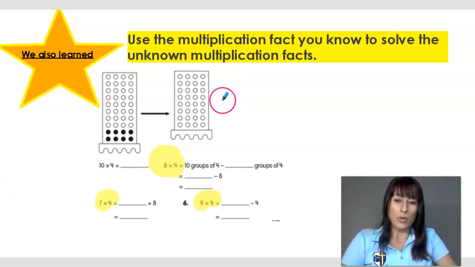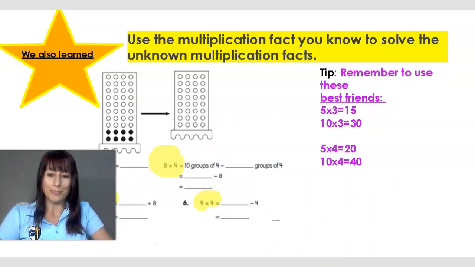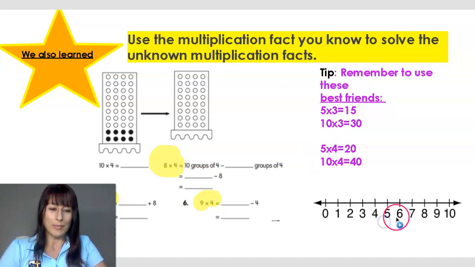Okay, so now when you come to this lesson or exercise you have in your checkup, I'm going to remind you of the tip that we use in here. The tip here is that remember to use these best friends. So I'm going to always remember that in order to solve 8 multiplied by 4, my best friends I'm going to choose for this problem will be what? 5 multiplied by 4 or 10 multiplied by 4? So let's look at the number line.